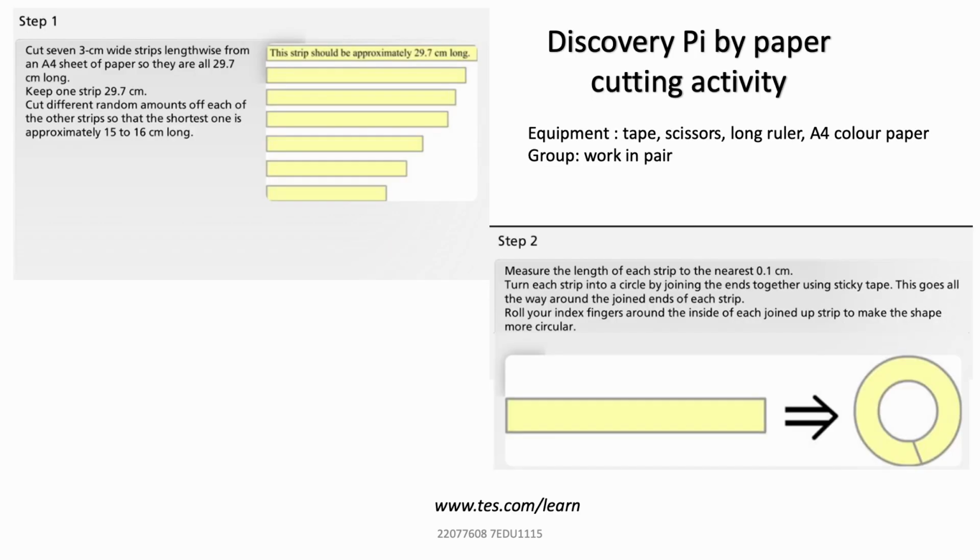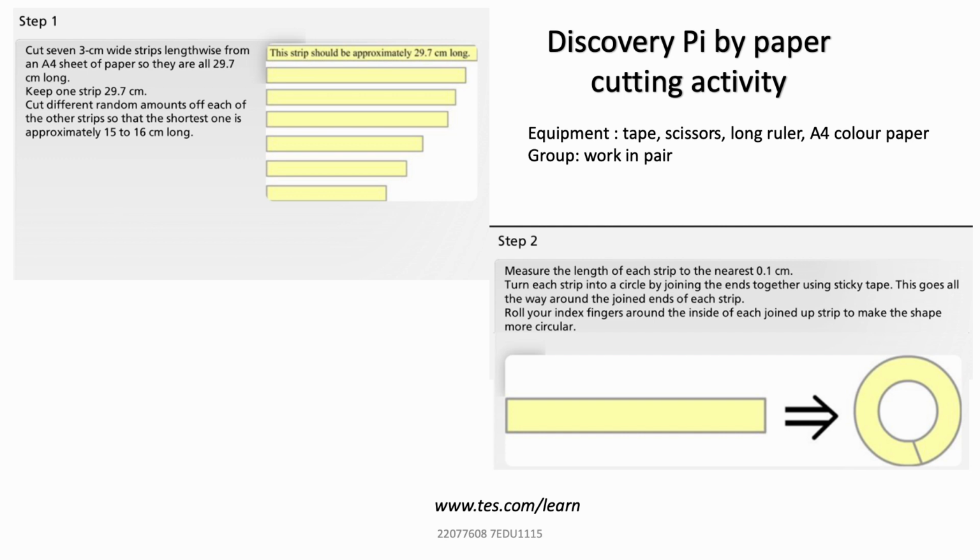Skemp 1987 suggests that to foster relational understanding of the formula for the circumference of the circle, the idea of proportion should be introduced first. I learned this activity from the SKE course. I find it very useful for discovering pi and understanding the relationship between the circumference and the diameter of the circle. This is a paper cutting activity that requires tape, scissors, a long ruler, and a colour A4 paper. Students should work in pairs in this activity.